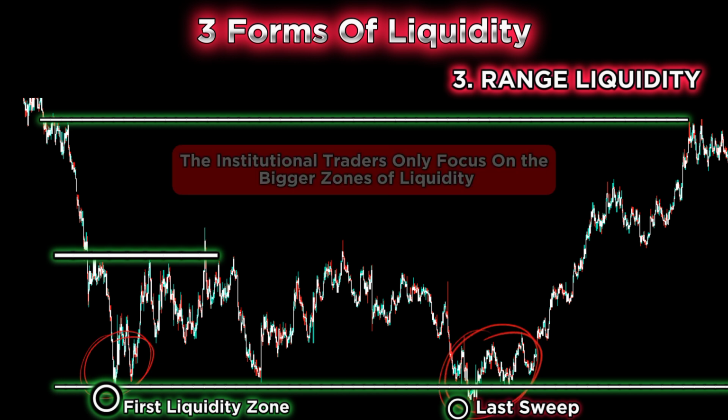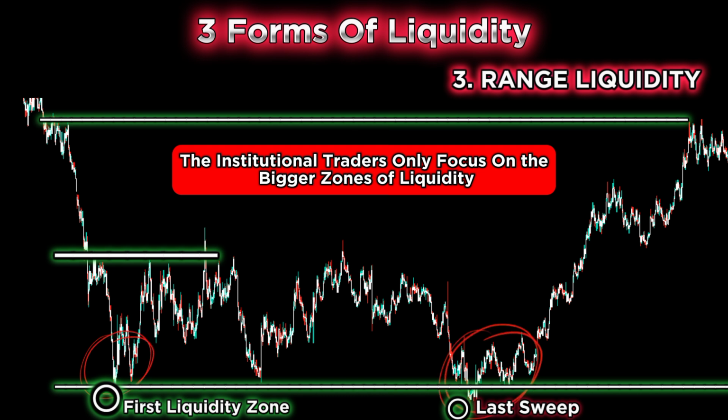The institutional traders only focus on the bigger zones of liquidity. They are not interested in the small areas. So we will also align ourselves with them to trade like them and also make their kind of profits, even with a small account. That is what liquidity trading is all about, aligning ourselves with the bigger traders, understanding their moves, following their footprints in the market, and taking advantage of their own strategies which they use in the market. Once your eyes have been opened to liquidity trading, you can never remain the same again, because it actually exposes all the manipulations that occur on your chart.